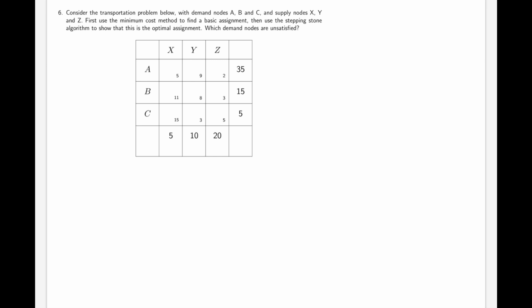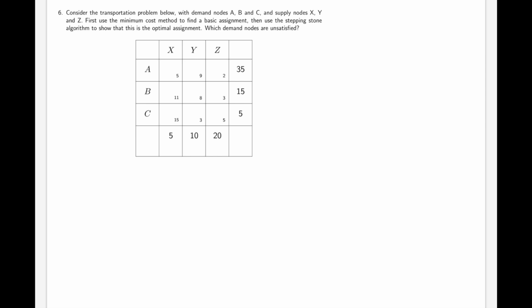Problem sheet 6, question 6. Consider the transportation problem below, with demand nodes A, B and C and supply nodes X, Y and Z. First use the minimum cost method to find a basic assignment, and then use the stepping stone algorithm to show that this is the optimal assignment. Which demand nodes are left unsatisfied?